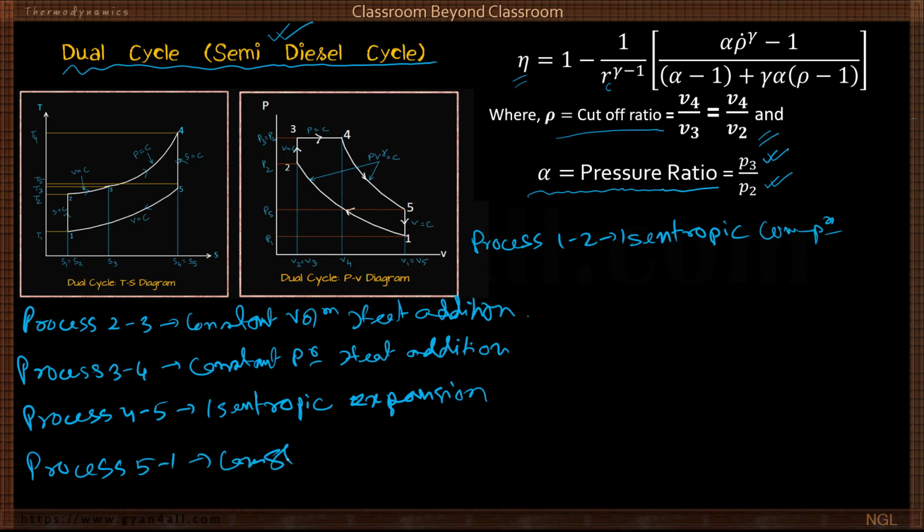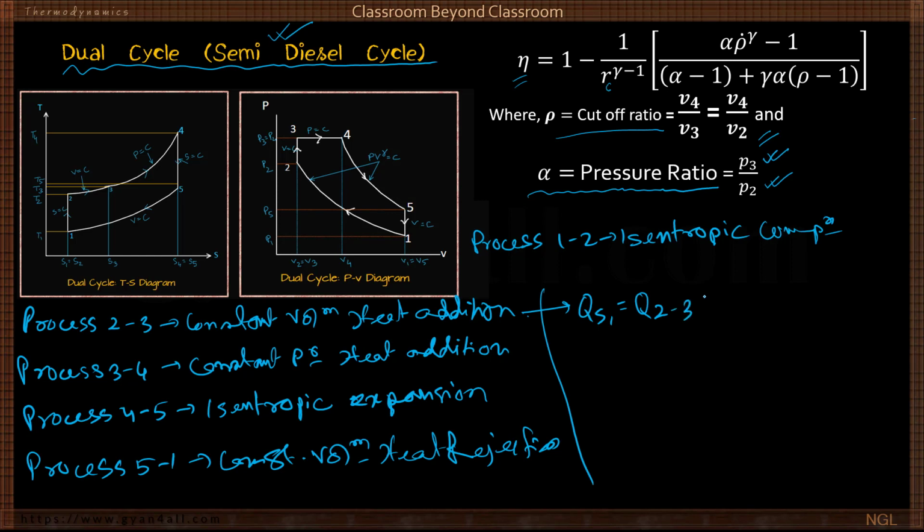Constant volume heat rejection. Good, constant volume heat rejection. This is heat rejection. Problem, we will look at the heat rejections and heat addition only. So during the process 2-3, what is QS1, which is equal to Q2-3? We can write Q2-3 equal to how much?